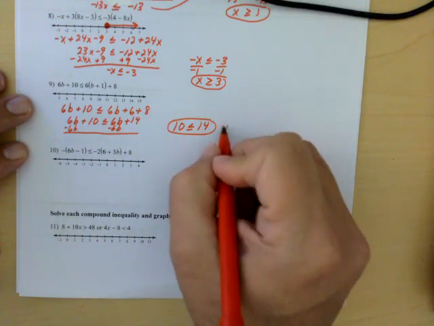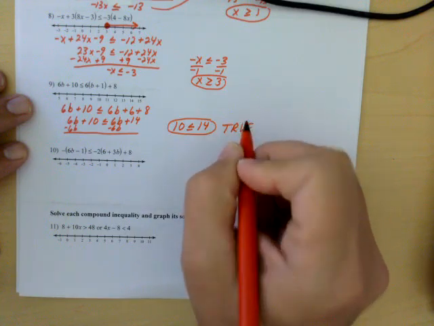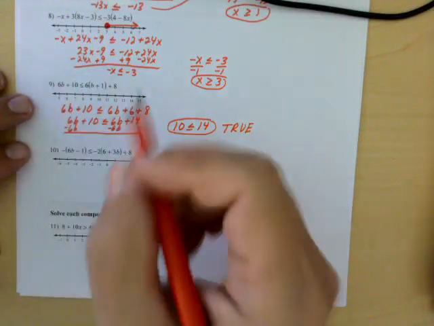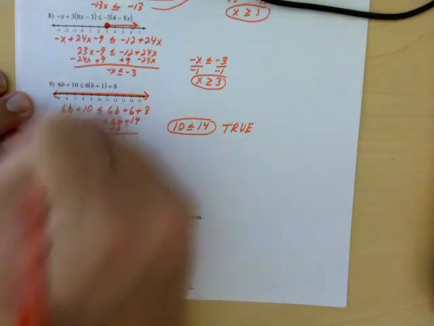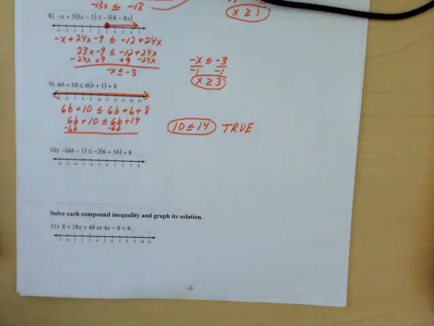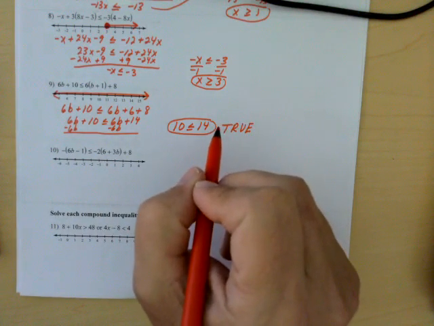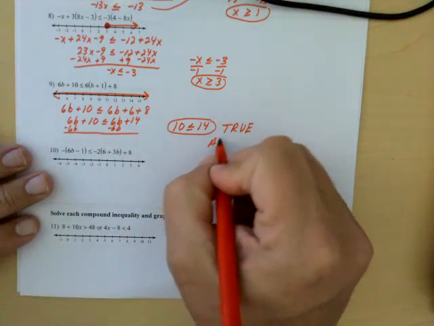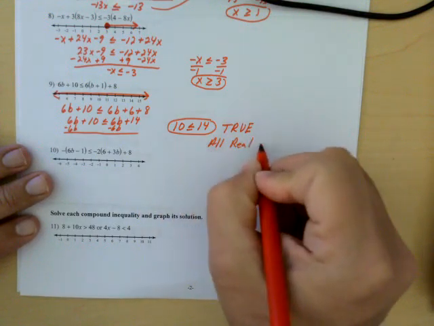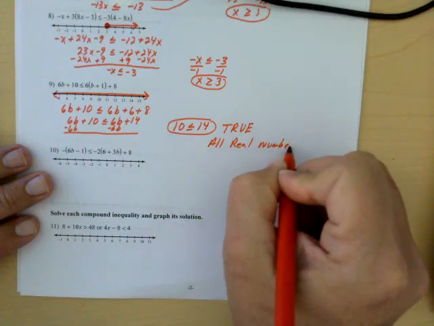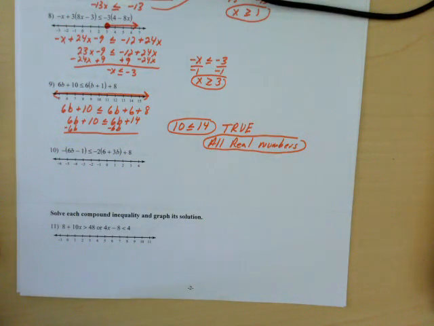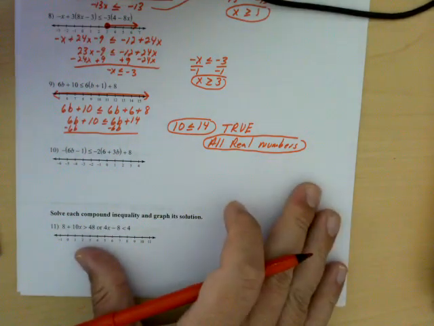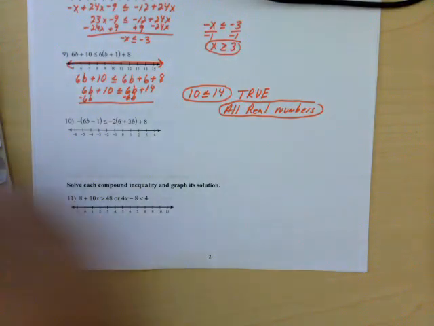Well, that is a true statement. So anytime we have a true statement in math, it's all answers, which means the entire number line. Okay, so make sure you realize that this is all real numbers, all real numbers. So all the decimals, all the positives, all the fractions, any number you want to replace the b with, you'll get a true statement.